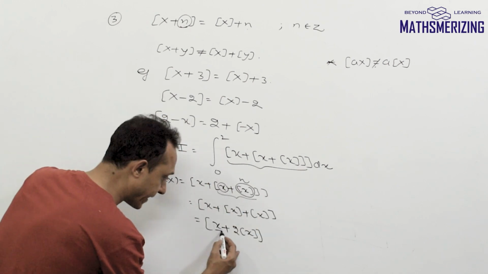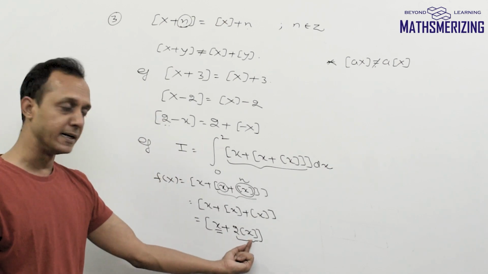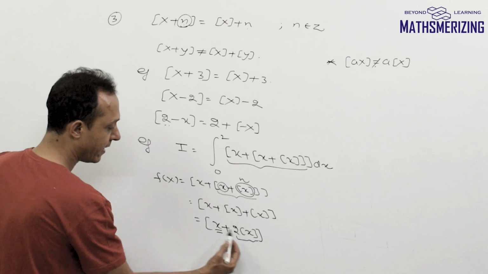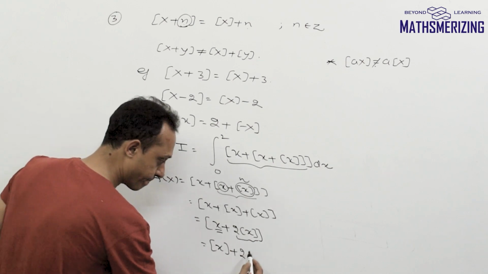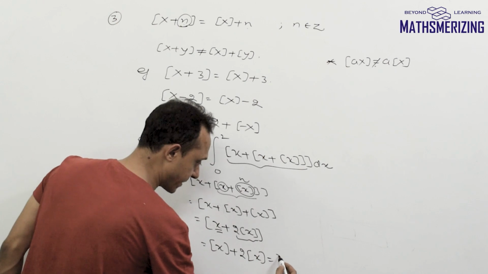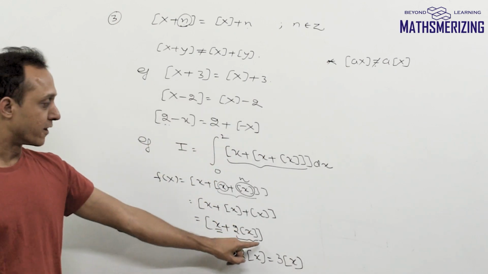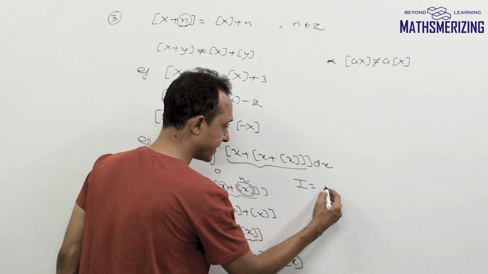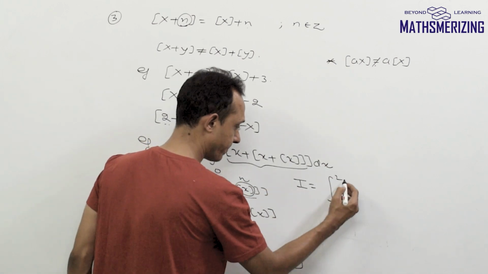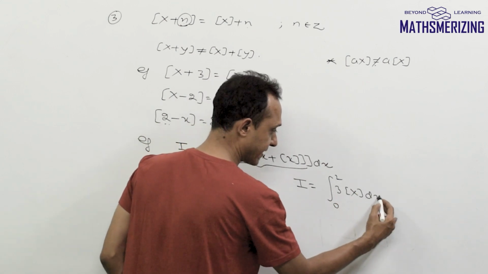Now this again is x and this again is an integer. 2 into greatest integer is an integer, right? So this again is x plus n, and the greatest integral function of x plus n again is the greatest integral function of x plus n. So this expression simplifies to 3 into the greatest integer function of x. So if I have to solve this integral, all I need to do is write it as the integral from 0 to 2 of 3 times the greatest integral function of x into dx.